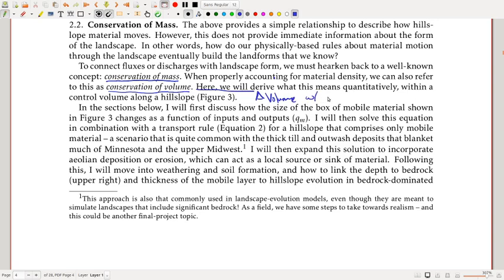with soil formation, weathering, and so I'm just going to put a couple big exclamation points there. So if we're thinking about those sorts of processes, then we can't use conservation of volume. We're back to conservation of mass. We have to think about changes in density.